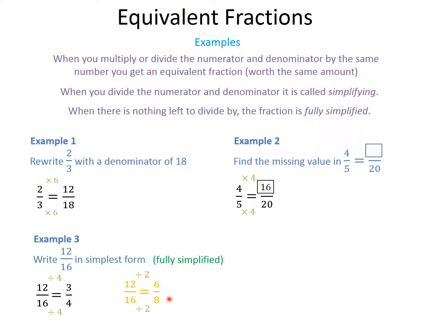Remember, we should always look at what we think is our answer, and see, is there anything else that goes into these two numbers, just in case I didn't get it right the first time. And I can see, okay, well, 2 goes into 6 and 8. So now if I divide them by 2 again, then I end up with 3 over 4. Notice I got the same answer as last time. It just took an extra step.